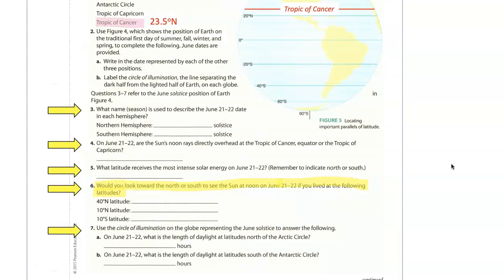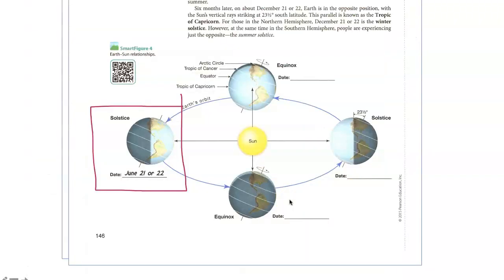It says, would you look towards the north or the south to see the sun at noon on June 21st, 22nd, if you lived at the following latitudes. So let's just do the first one, 40 degrees north. What they're asking is to look at the position of the Earth on this date. So let's start right there.